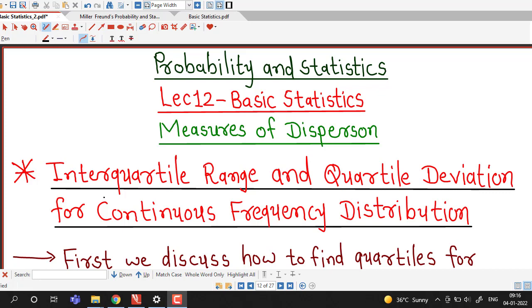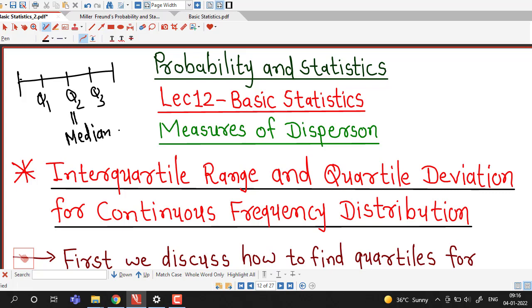In this lecture, we are going to discuss how to find interquartile range and quartile deviation for continuous or grouped frequency distribution. As we have discussed, quartiles divide the data into 4 equal parts. Say this is Q1, Q2 and Q3. And we know that second quartile is nothing but median, and we have discussed how to compute median for continuous frequency distribution. So we will discuss how to find out Q1 and Q3 for continuous frequency distributions.